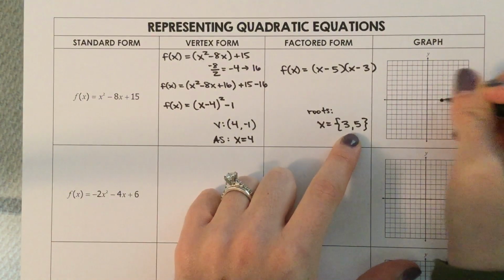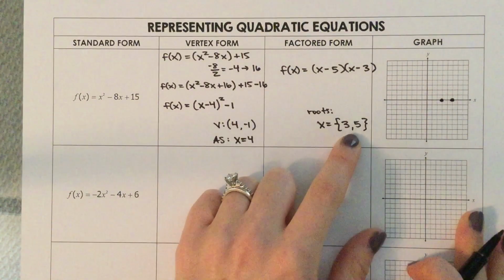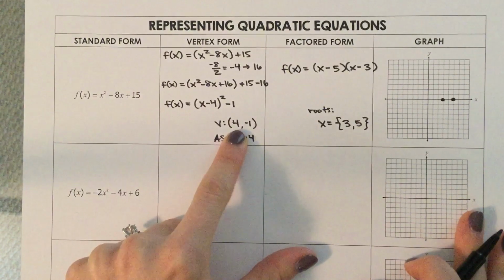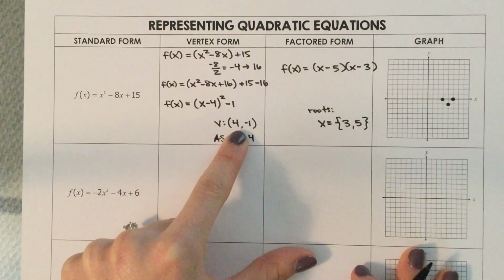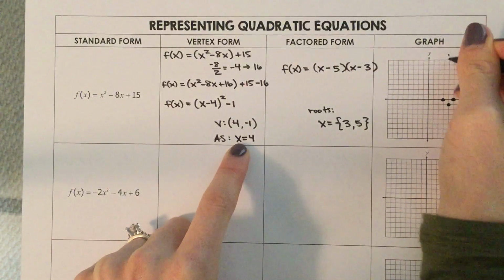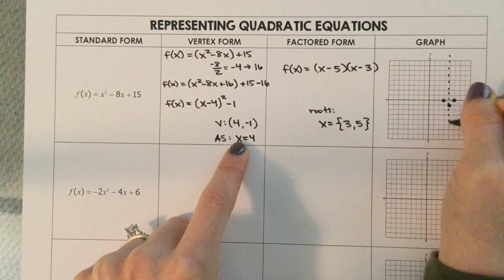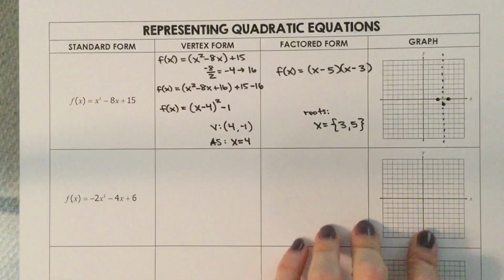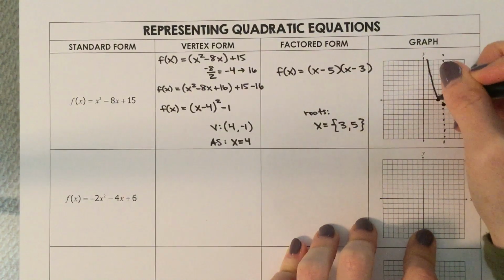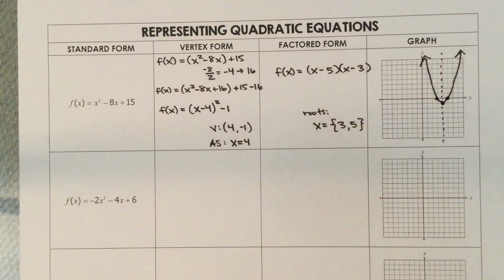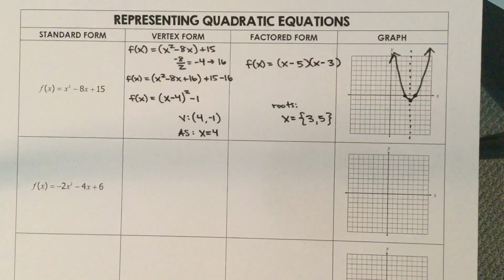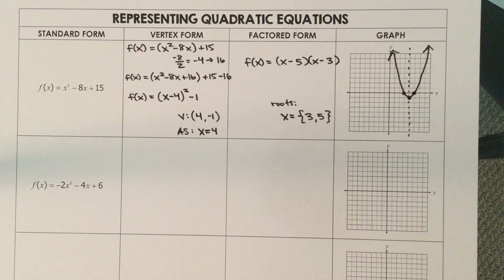So I have a root right here. I have a root right here. And then this tells me that my vertex is 4, -1. So 4, -1 would be this point right here. And my axis of symmetry is x equals 4. Okay, so we've got a nice little bit of information right here that we can use. We didn't even have to do anything extra. We just kind of combined the information that we had from those two different forms.